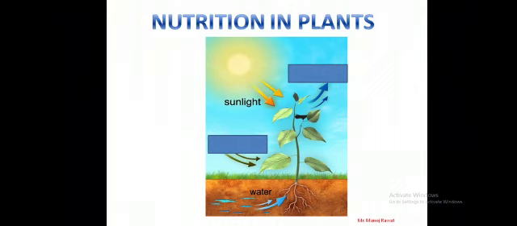Before we begin with the chapter, I would like to ask you two questions. The first one is, do you know which gas is absorbed during photosynthesis? Yes, it is carbon dioxide. And do you know which gas is given out during photosynthesis? It is oxygen. So with this knowledge, let us move forward to our first chapter, Nutrition in Plants.